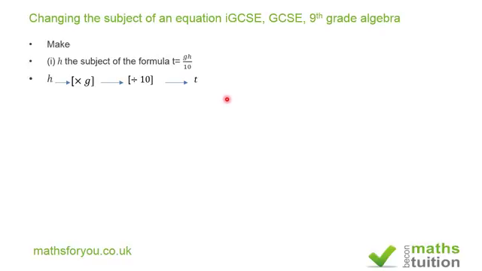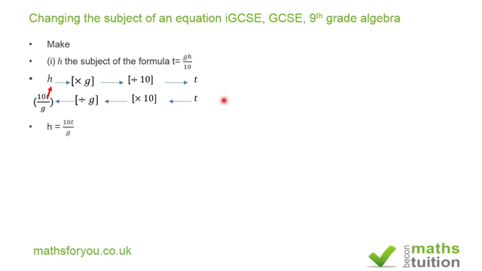Now I'm going to use t as my input. Now I'm going to go back on myself. So I do t. Now the inverse of divide will be multiply. So I do t multiplied by 10 and then divide by g, because the inverse of multiply is divide, and then I end up with 10t divided by g, and that's our h. So h is 10t divided by g.